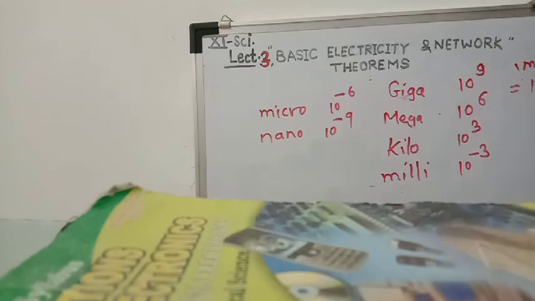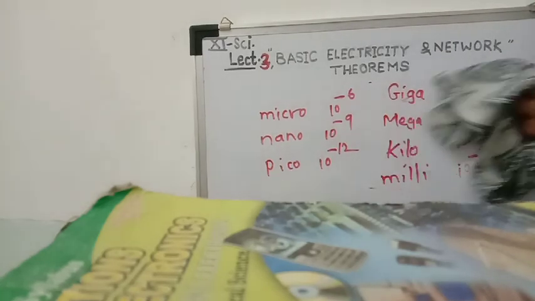Then pico, that is 10 raised to minus 12. Suppose a capacitor is 1 picofarad. Then 1 picofarad means 1 into 10 raised to minus 12 farad, that is, picofarad converted into farad. Okay. So we will stop here.